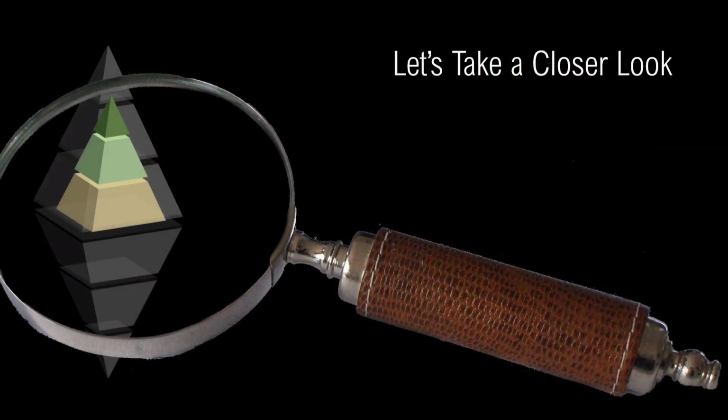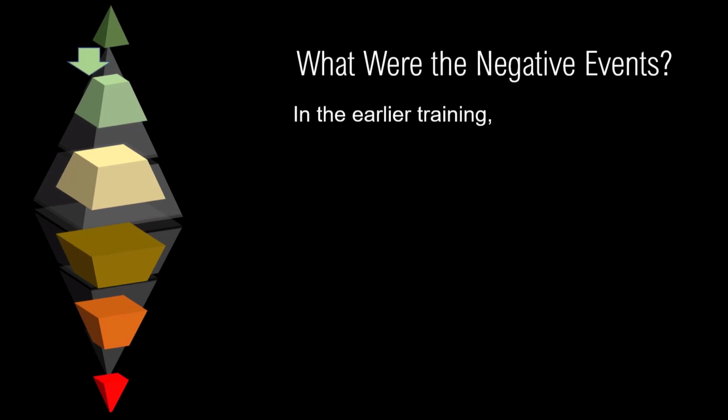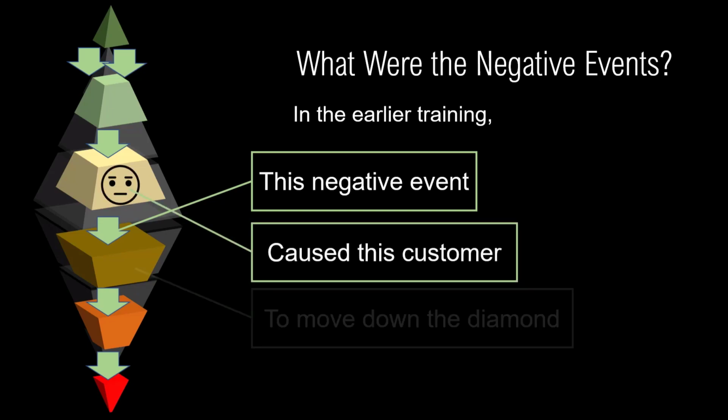Let's take a closer look at how we can determine the customer's expectations. In the previous training, we saw that negative events move customers down the diamond. It typically takes more than one initially, but then after a while, they tend to move down rather quickly. In this particular model, this negative event caused this customer to move down the diamond.